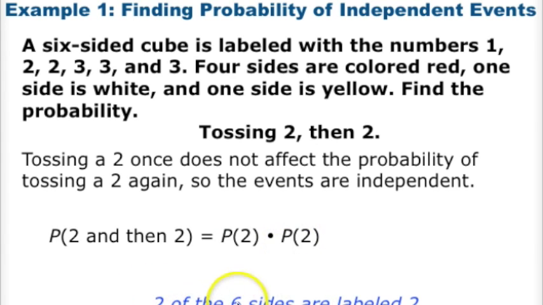And we know that 2 of the 6 sides are labeled 2. So that means we have 2 out of 6, or 1/3, for the first probability of 2, and then another 1/3. 1/3 times 1/3 gives us 1/9. So that was 2 out of 6 reduced to 1/3 there.